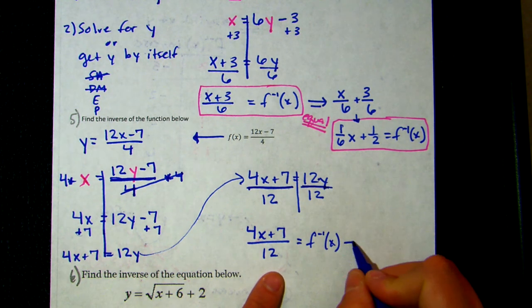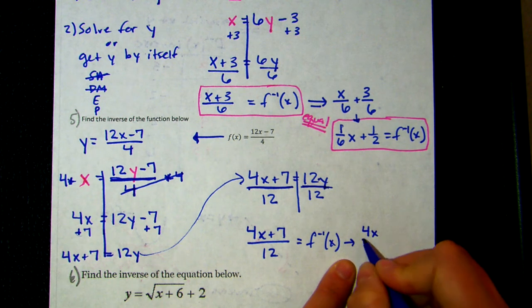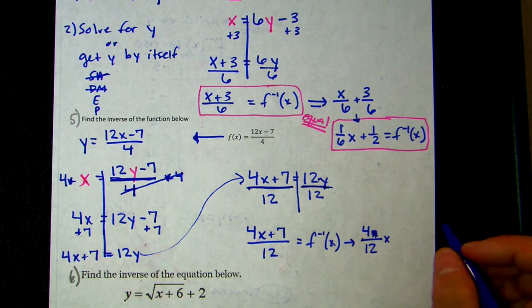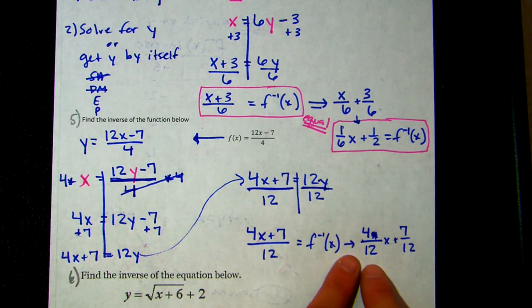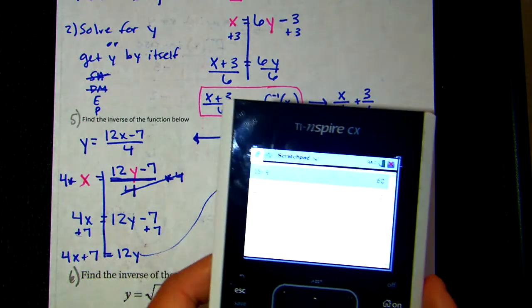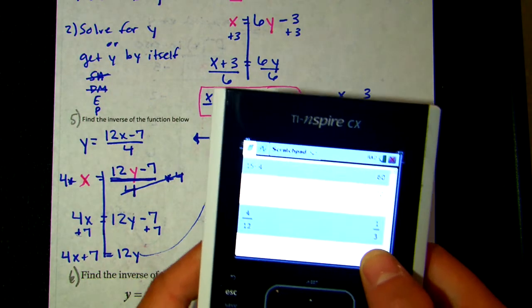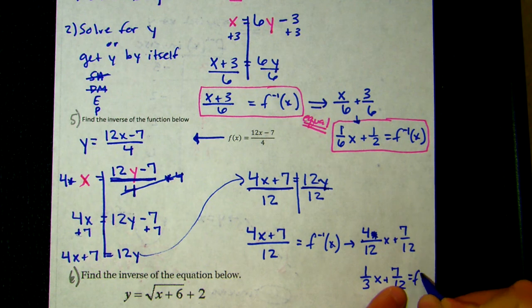Or I could simplify this by breaking it into two fractions. 4 over 12x plus 7 over 12. 4 over 12 can reduce, and you can do that just by plugging it in your calculator. If you do 4 divided by 12, it reduces to 1 over 3. So that can become 1 over 3x plus 7 over 12 is equal to our inverse.